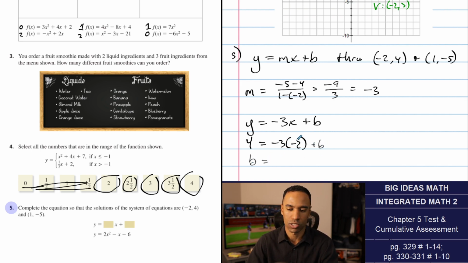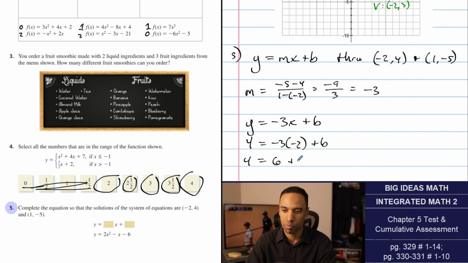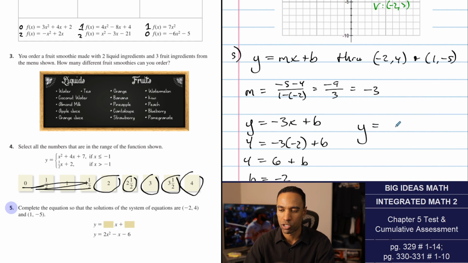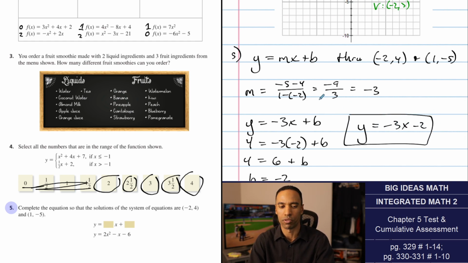So this is 6. Hold on, let's do that again. Plus b. So 4 equals 6 plus b. Therefore, b is -2. So the equation there is going to be y equals -3x minus 2. That's the one that will go through those 2 points. And apparently the bottom equation also satisfies that.